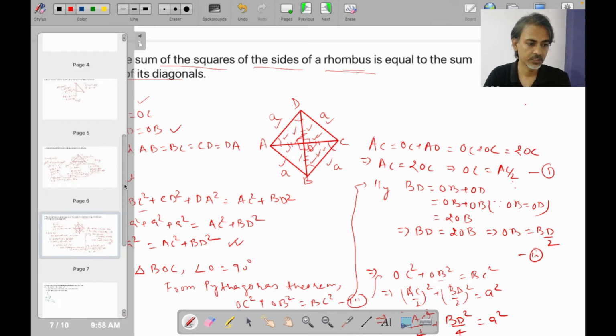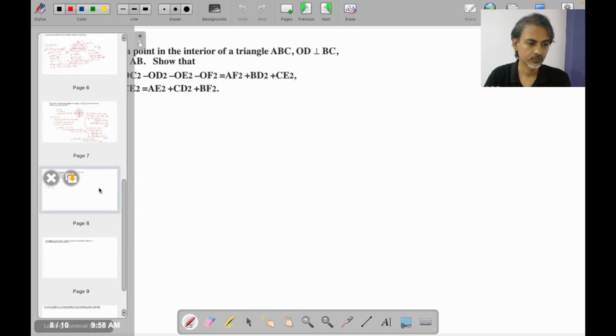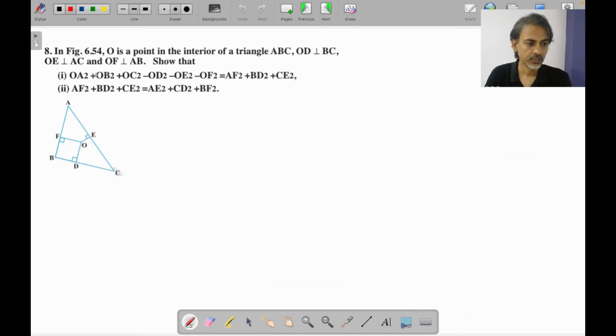Our next problem is this, which is, in this problem there is a figure given, and O is a point from which there are perpendiculars dropped. So it's saying O is a point in the interior of a triangle ABC. OD is perpendicular to BC. This is perpendicular to BC. OE is perpendicular to AC. This is perpendicular to AC, and OF is perpendicular to AB. So OF is perpendicular to AB. We have to show that OA square plus OB square plus OC square equals, and there are multiple other things.